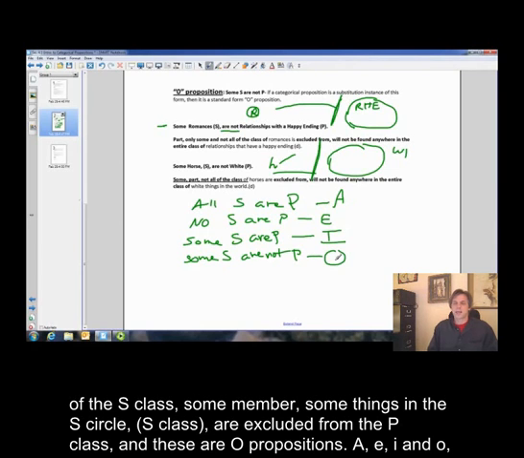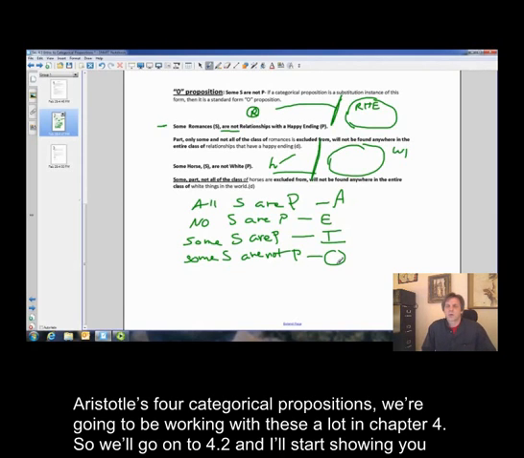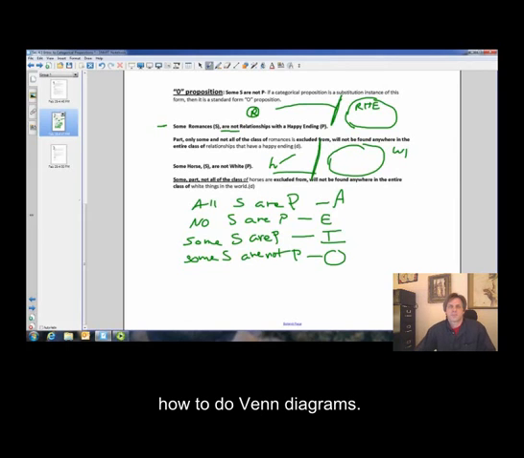So A, E, I, and O, Aristotle's four categorical propositions. We're going to be working with these a lot in Chapter 4. Okay, so we'll go on to 4.2, and I'll start showing you how to do Venn diagrams.